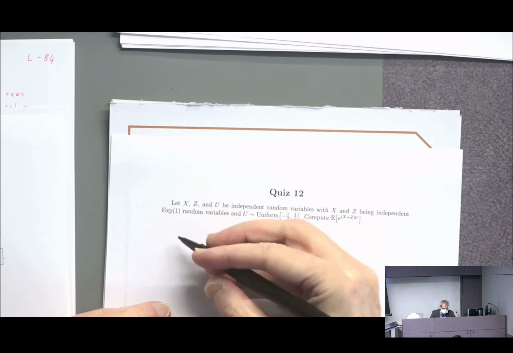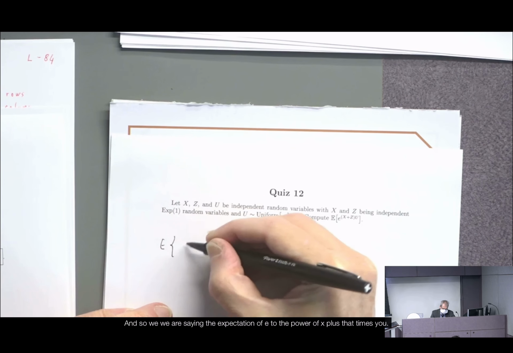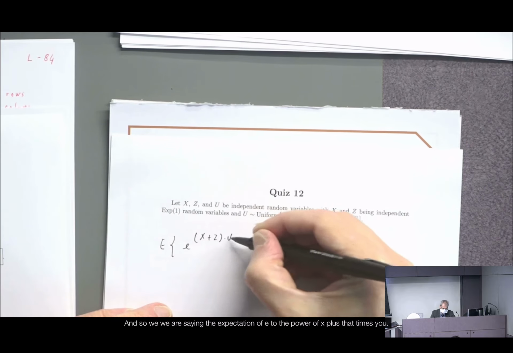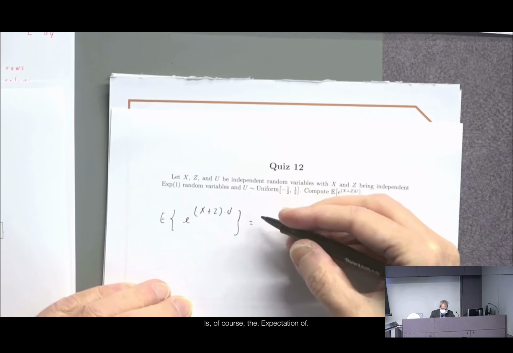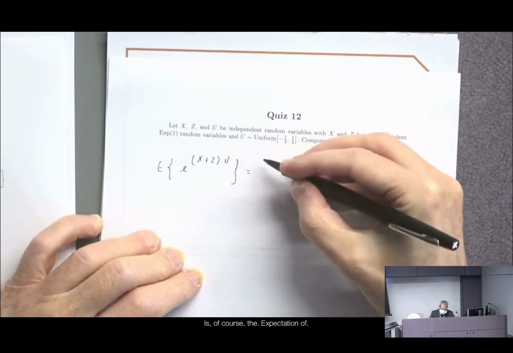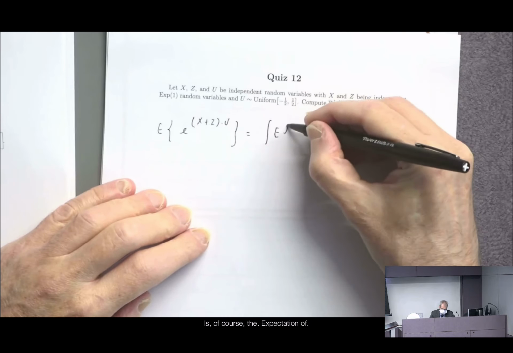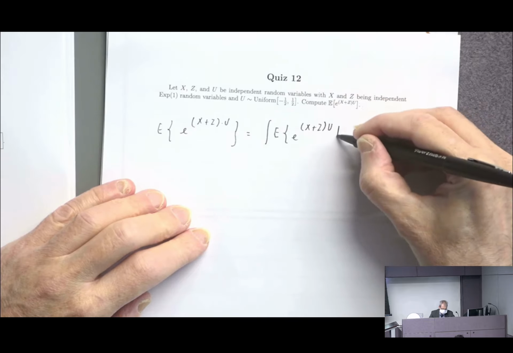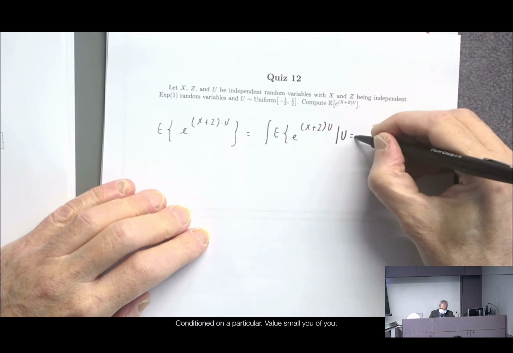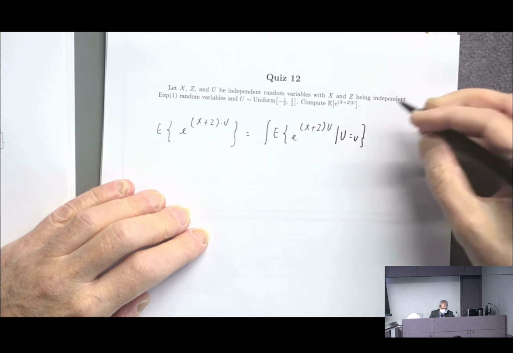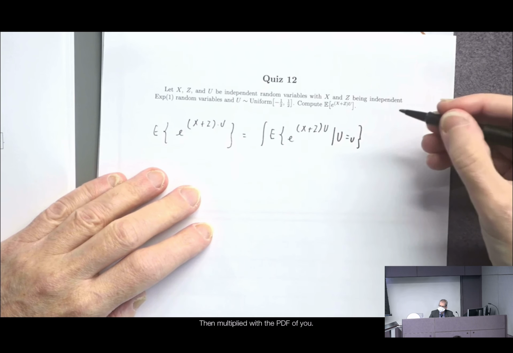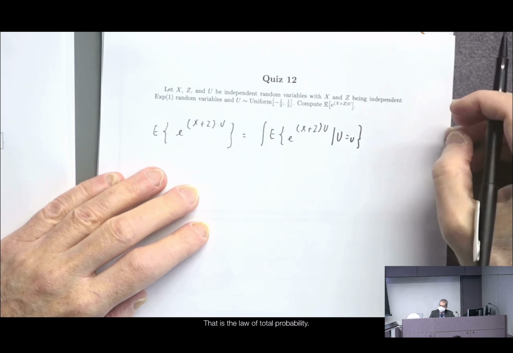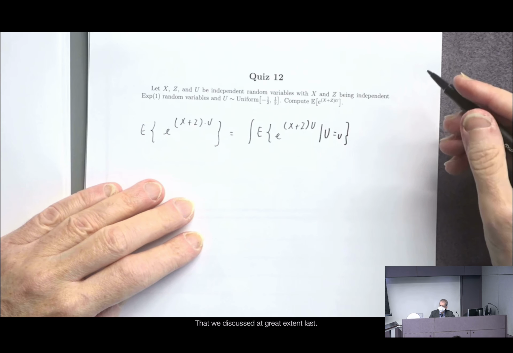And so we are saying the expectation of e to the power of (X+Z) times U is, of course, the expectation of e to the power of (X+Z) times U conditioned on a particular value, small u, of U, then multiplied with the PDF of U. That is the law of total probability that we discussed at great extent last time.